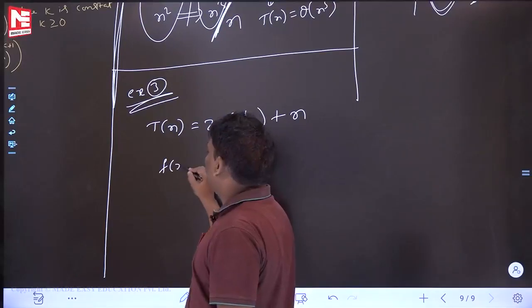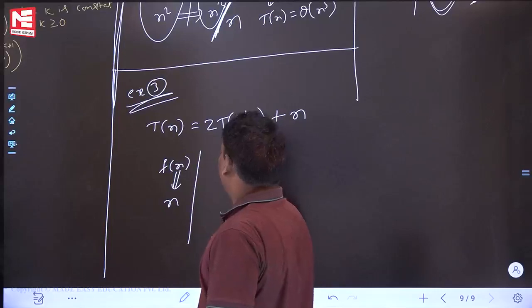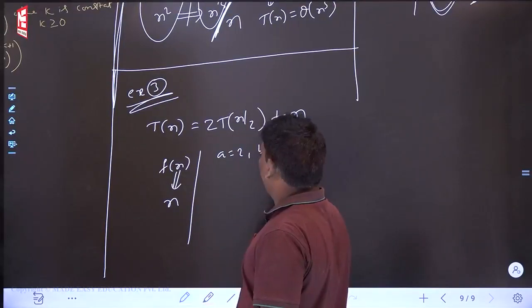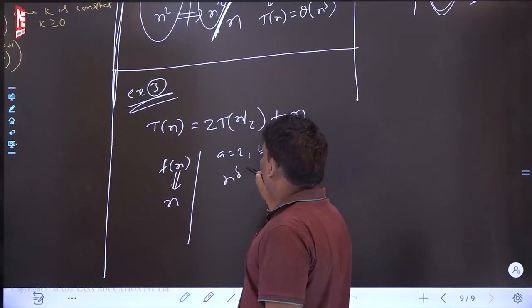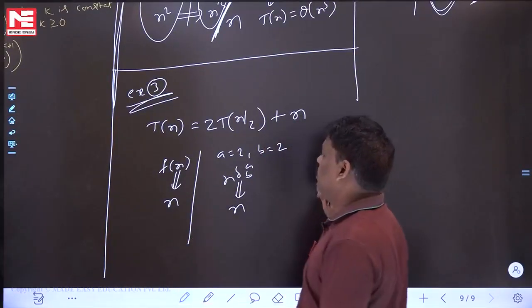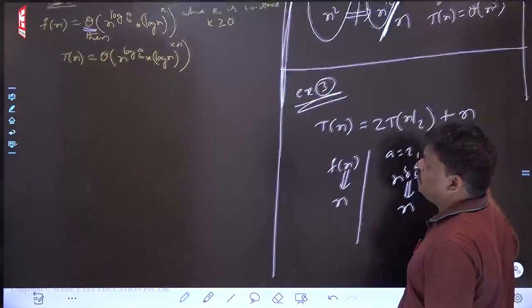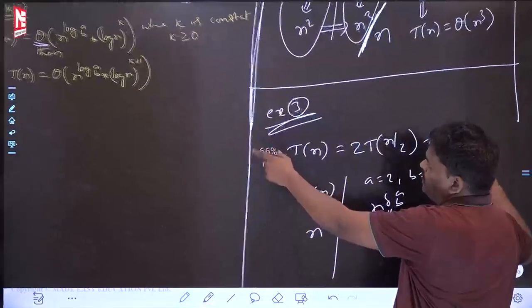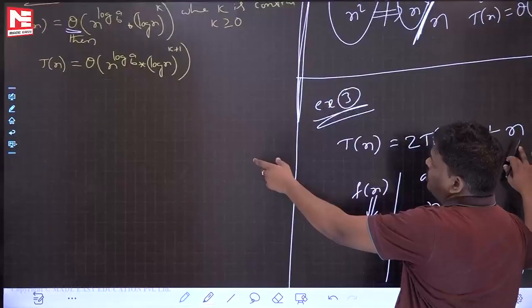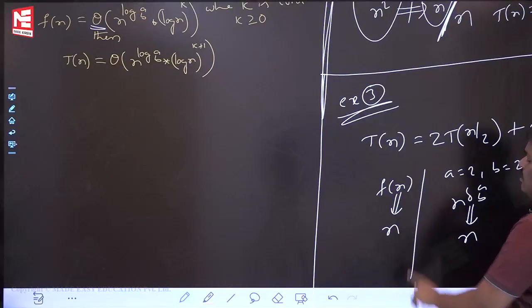Can you see f of n? It may trouble you, you have to listen. f of n is n, a value 2, b value 2, n power log a base b, what is the answer? Log 2 base 2 is 1, so n. Both are equal. Can you help me now? If both are equal, which case of the master theorem? Third case. See, the third case is visible, please see there. So both are equal.